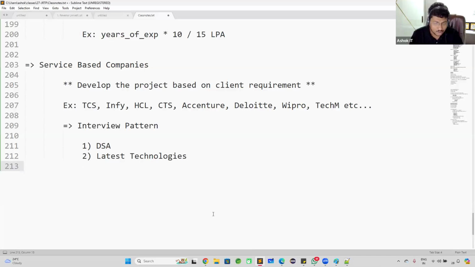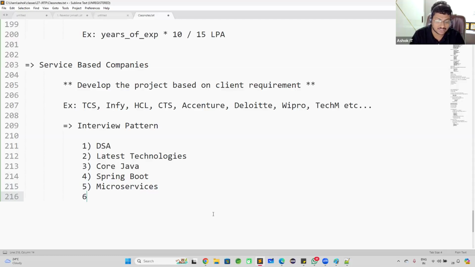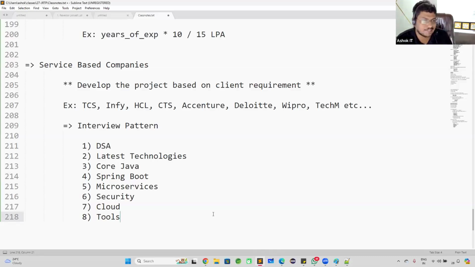Okay. So latest technologies they will consider, and they will be asking questions on core Java. They will be asking questions on Spring Boot. They will be asking questions on microservices. They will ask questions related to security, and they will ask questions related to cloud. And they will ask questions related to tools also. Okay. So in the service-based companies, the interview pattern will be like this.